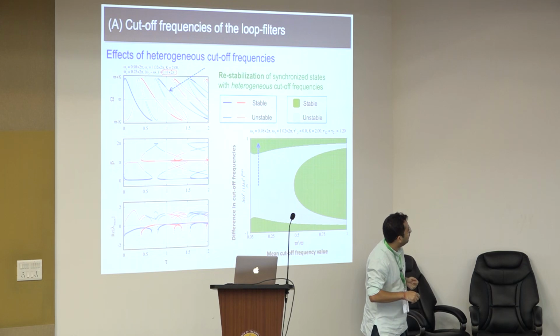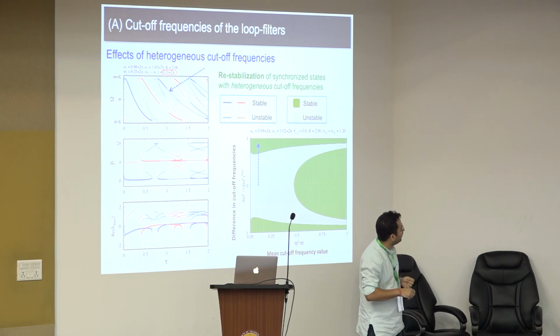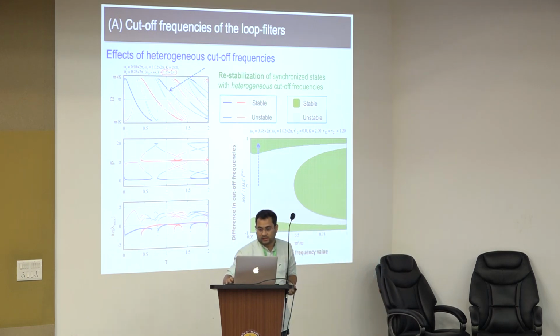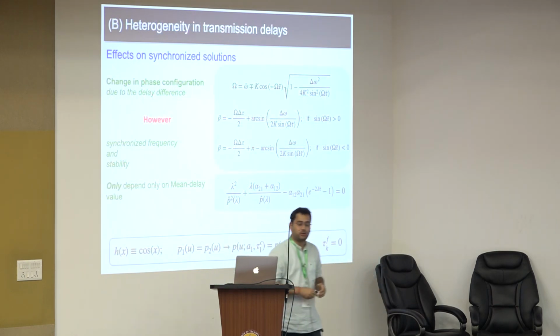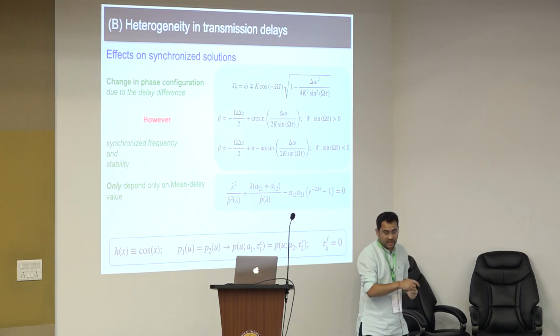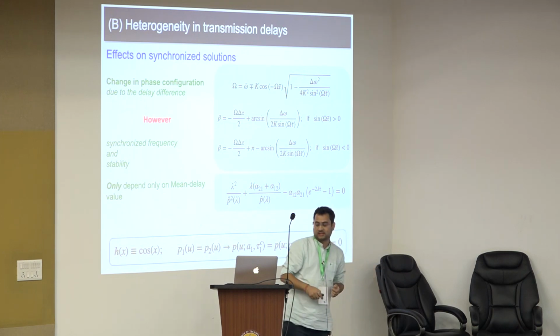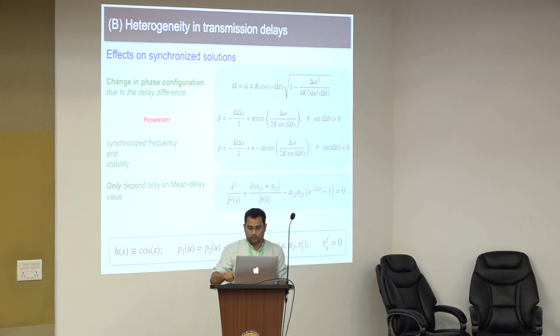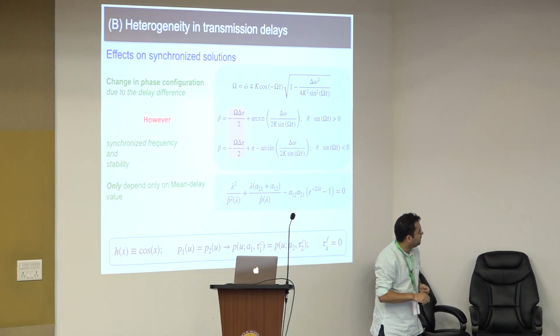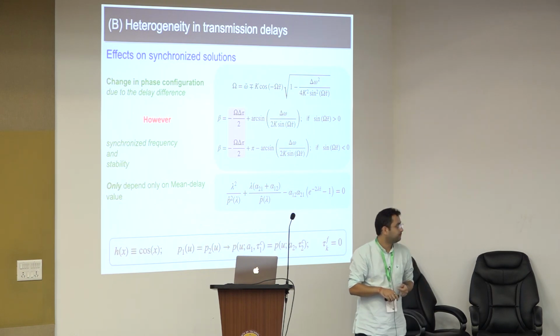We can look at the same thing in this animation, where this branch is getting stabilized as we increase the heterogeneity in the cutoff frequency. The second part is, can we use it to somehow control our dynamics? The answer lies in these solutions. If we look at the simplified form of these solutions, we can say that the heterogeneity in the delay, which is delta tau, and beta are linearly dependent.